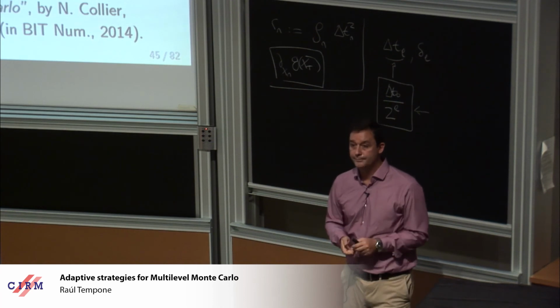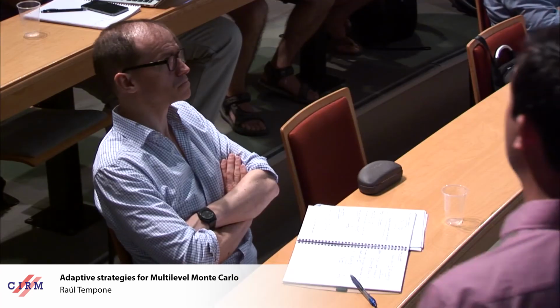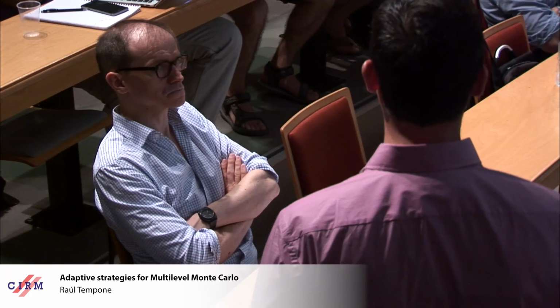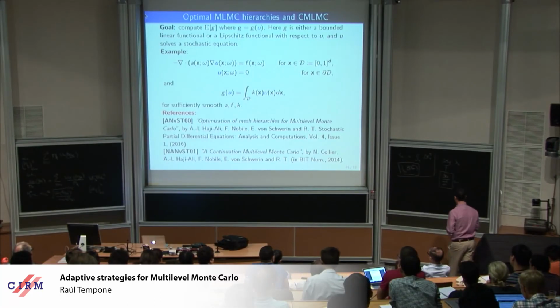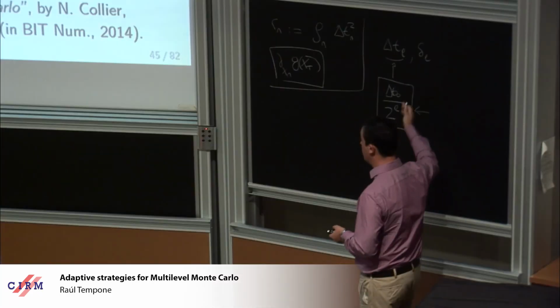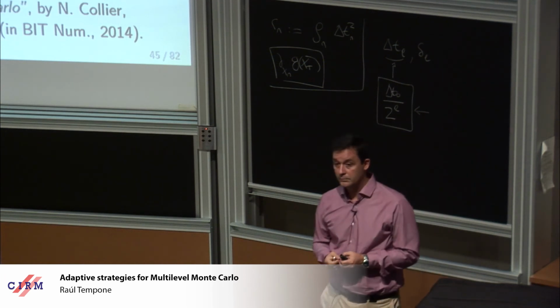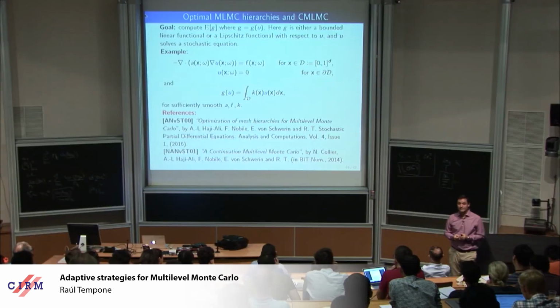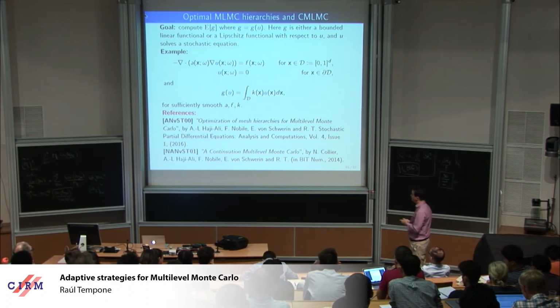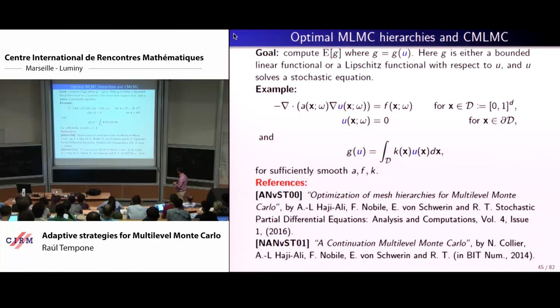Is that optimal? That's a natural question to ask, right? I mean, should we choose the h_l or the delta t_l like this, or should we not? Answer, no, it's not optimal. Okay? So, with some assumptions, you can show that this is not optimal. This is the work we did in the optimization of hierarchies for multilevel Monte Carlo.